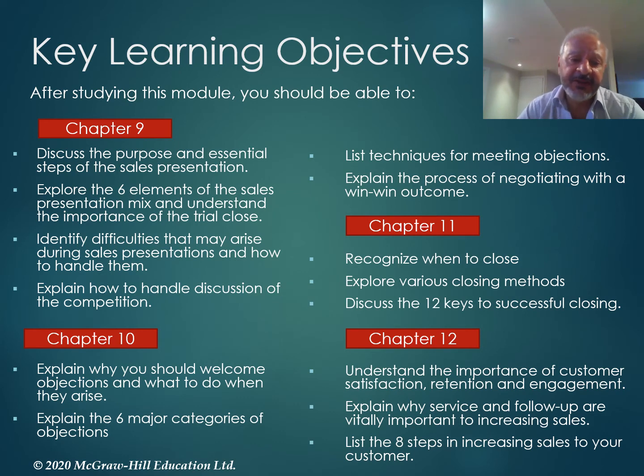You also want to explain the different categories of objections and where they arise so that we can identify them. You want to list the techniques for meeting the objections because there are different types of techniques. We'll see that there are some basic things we can apply to all objections, and then there are some things that are very specific to the particular objection that we can bring into play. And you also want to explain the process of negotiating and what it means to negotiate to achieve win-win outcomes.